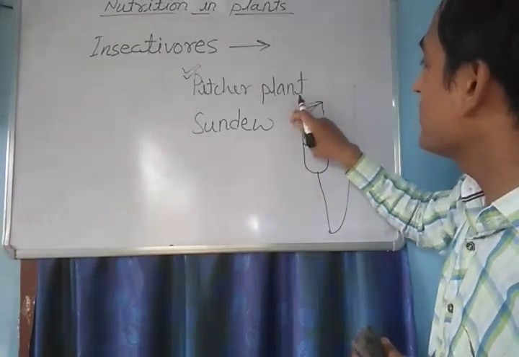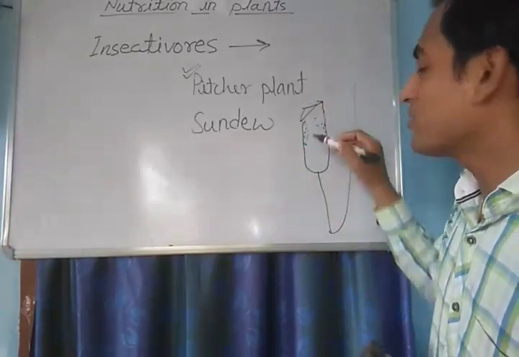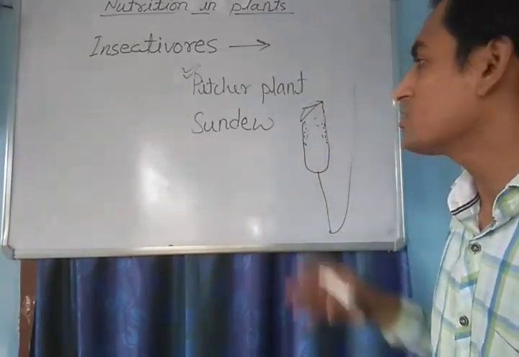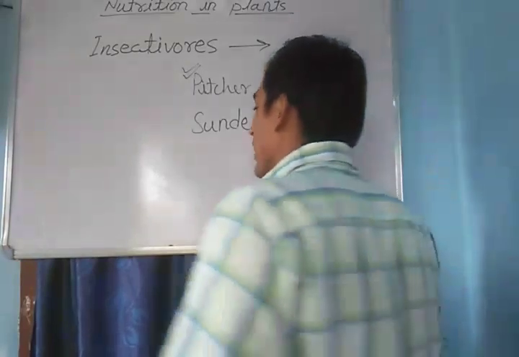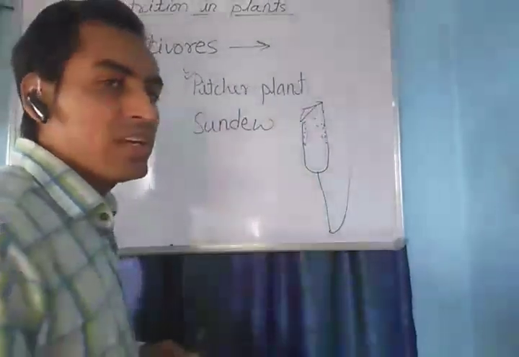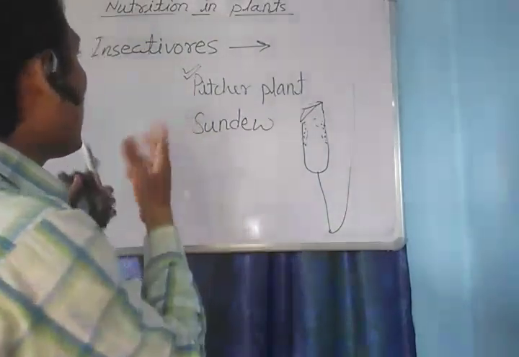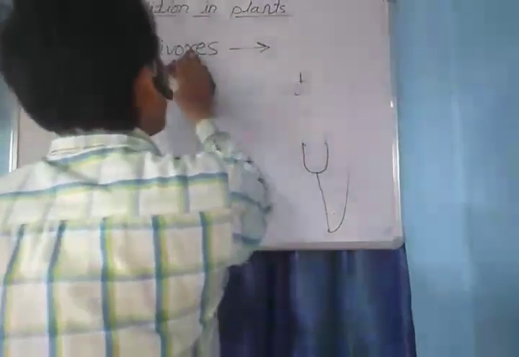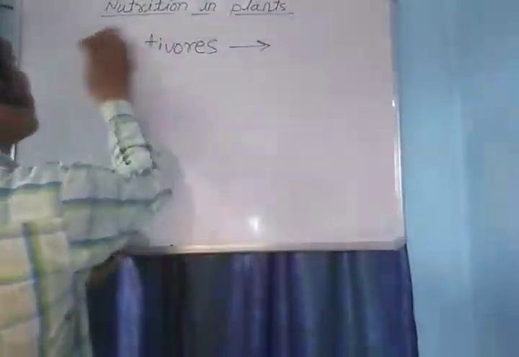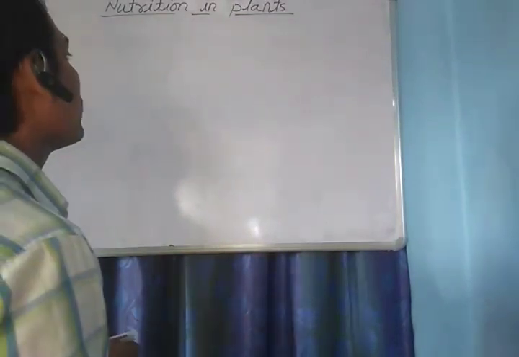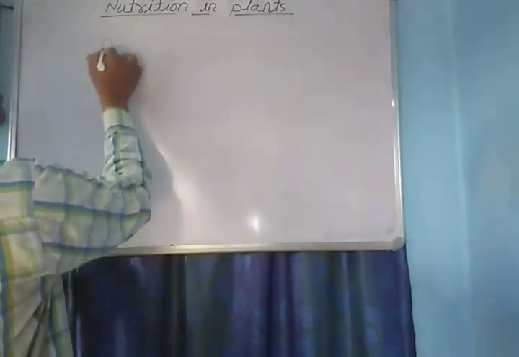It is trapped by the plant. And after that, the enzymes present inside digest the insect and absorb the nutrients from it. Okay. These are the heterotrophic modes of nutrition. So, the next topic of this chapter we shall discuss very fast. That is the replenishment of nutrients in the soil.